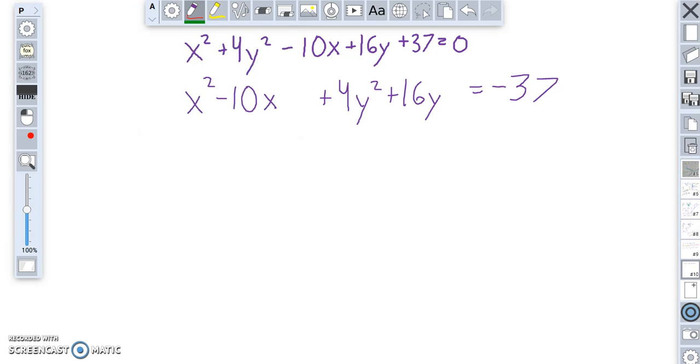Don't put in my magic number yet. In this case, I don't put in my magic number yet because there's this coefficient in front of the y squared. Completing the square doesn't work with that. I need to kind of take that out of the problem by factoring it out. Because it's in front of the y squared, I factor it out of the part with the y's. I don't factor it out of the part with the x's.